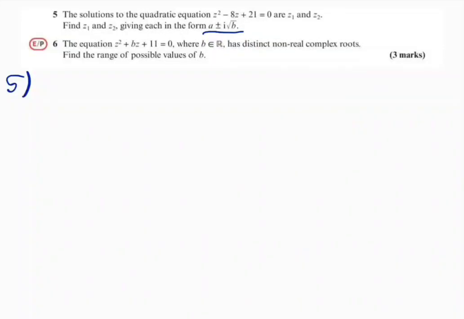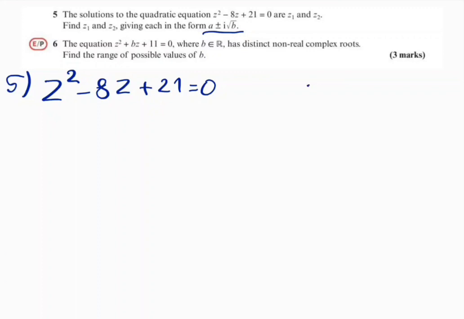This video is on exercise 1B questions 5 and 6 of A-Level Further Maths Core 1 textbook. This exercise is all about solving equations that have complex roots or the discriminant is 0. And question 5 is asking us to solve the equation z squared minus 8z plus 21 is equal to 0.